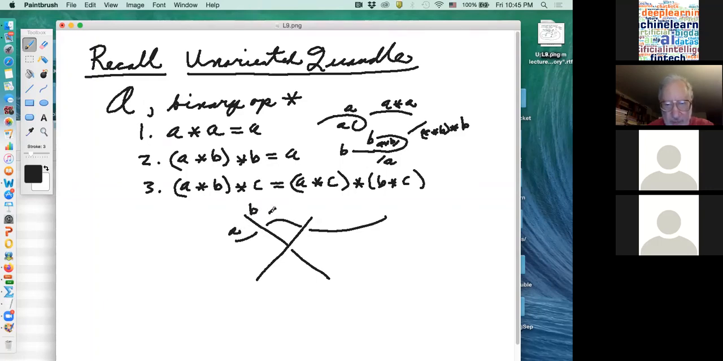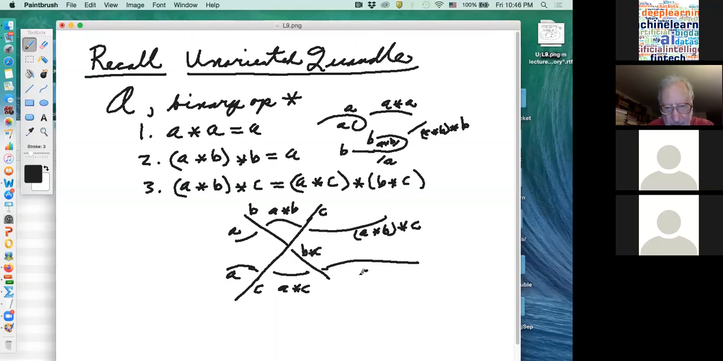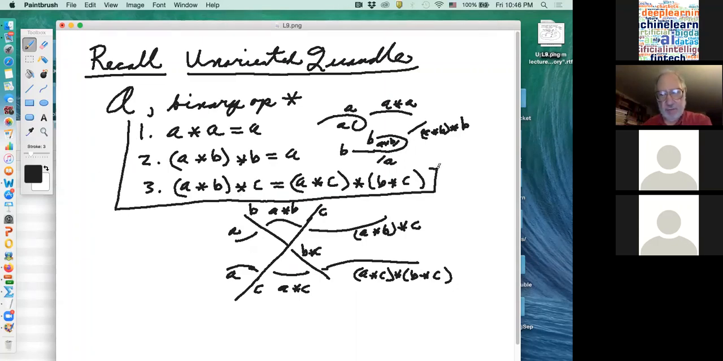And over here, you have A times B, and this is C, and here you have A times B times C. But if you move the line down like that, then A will meet C first, so you'll have A times C, but B met C, so you'll have B times C, and then coming out over here, you'll have A times C times B times C. And so again, it makes sense that you should set these equal to one another, and then the algebra will correspond to things that have to do with invariance under the Reidemeister moves.